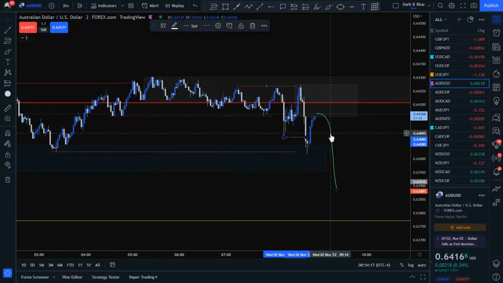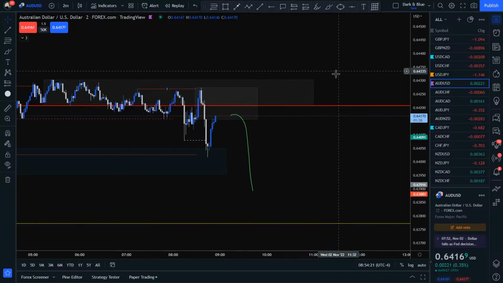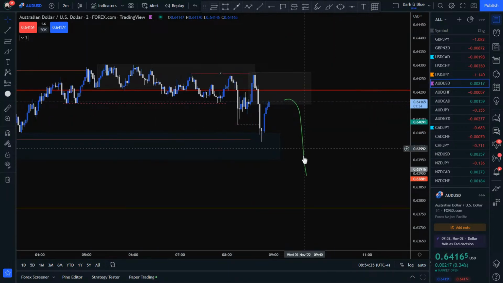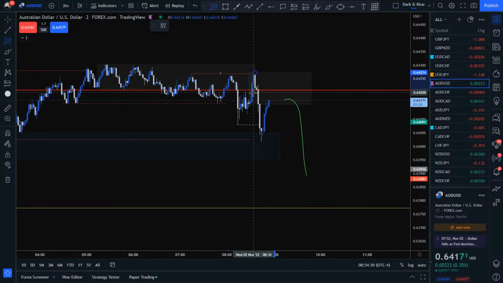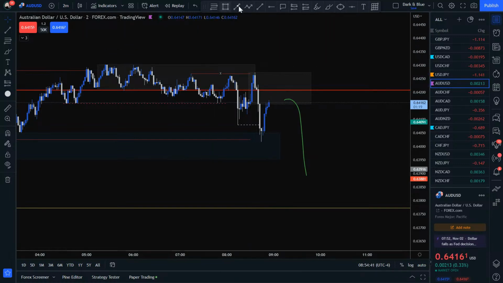So let's see if we get this zone to do what it may do. Again, this is the extreme of this zone. Did I just hit that wrong? Yeah, I think I did. Hold on. Let me see. Try that again. Boom.